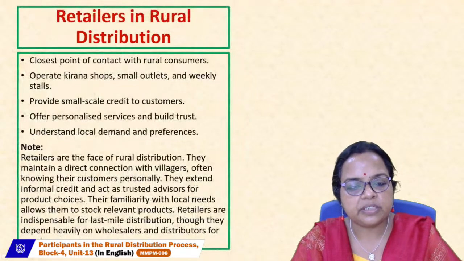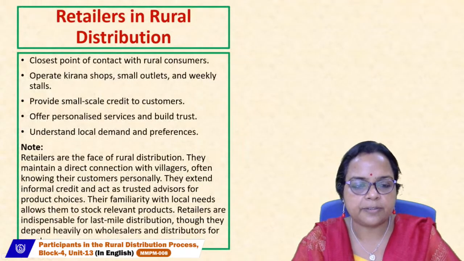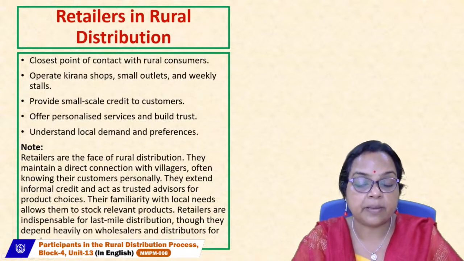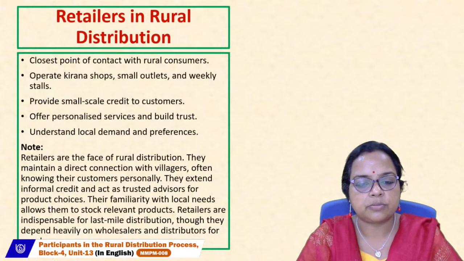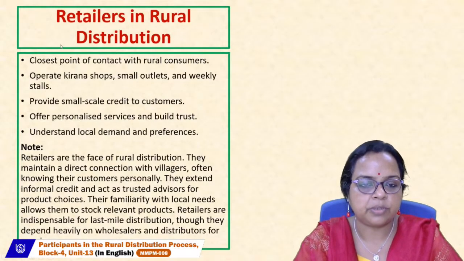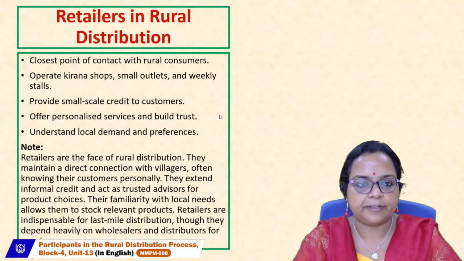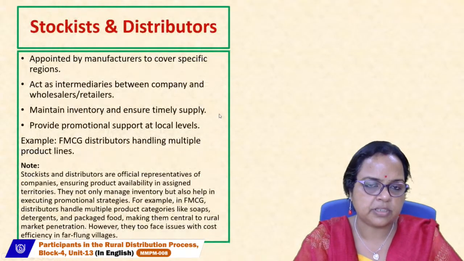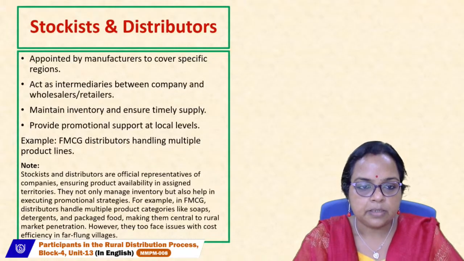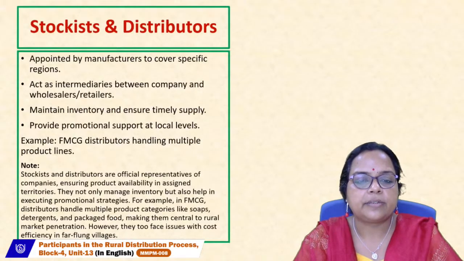So, what is the job of the retailers in rural distribution? They are small scale creditors to the customers. They keep the product in stock so that the customers can come and buy them. They are also the closest point of contact with the rural consumer, and they are sometimes the trust builder. Who are the stockists and distributors? They are appointed by the company itself, and they are also helping in product selling, like FMCG product selling. So these three intermediaries are available in rural marketing to initiate marketing actions or activities.